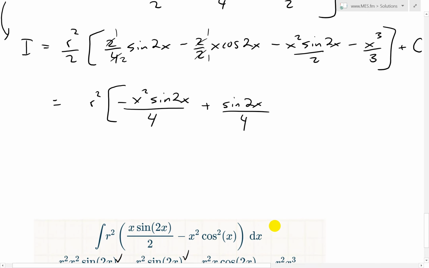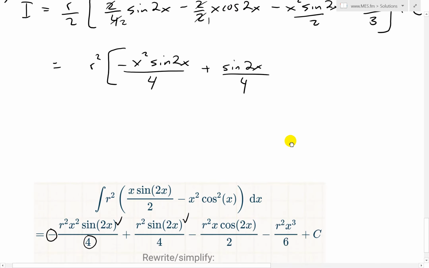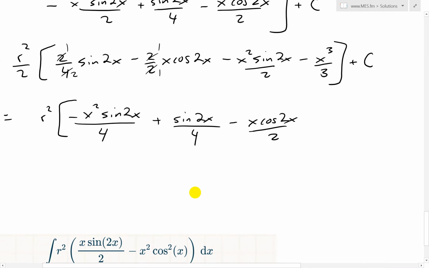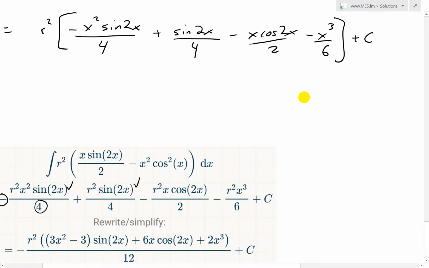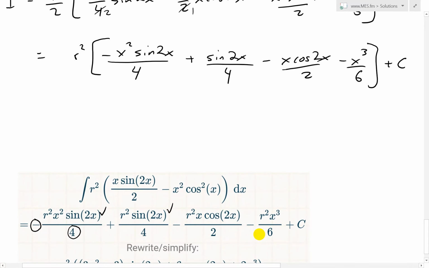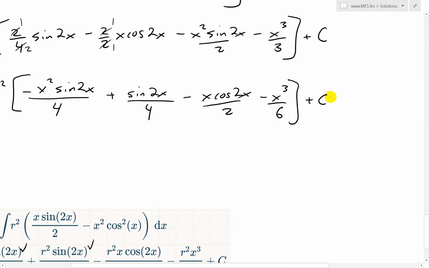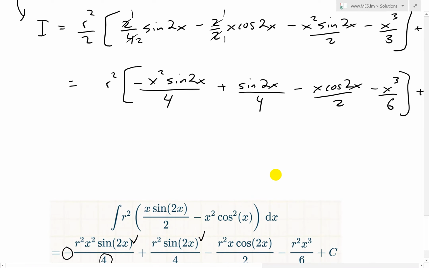And then the last one, we have this cosine. Yeah, this x cosine divided by 2. So we have minus x cosine 2x over 2. And then last part here, negative x cubed over 3 times 2, which is 6. Like that, and then just plus c over there. And yeah, there's the same thing, just remove the r's out. And this is exactly the same thing right here. So check mark over there.